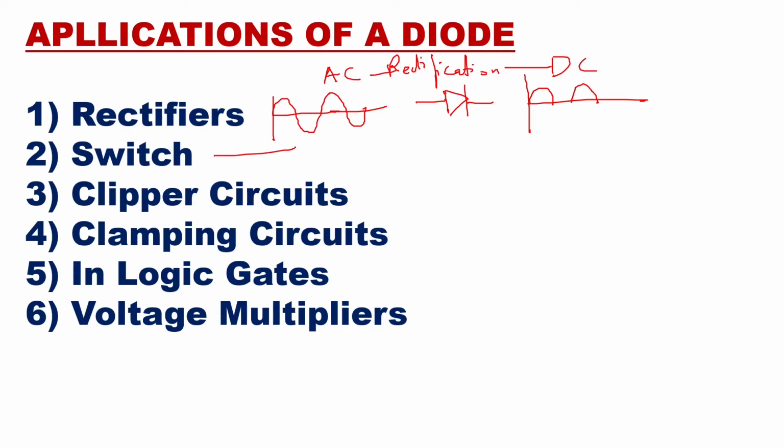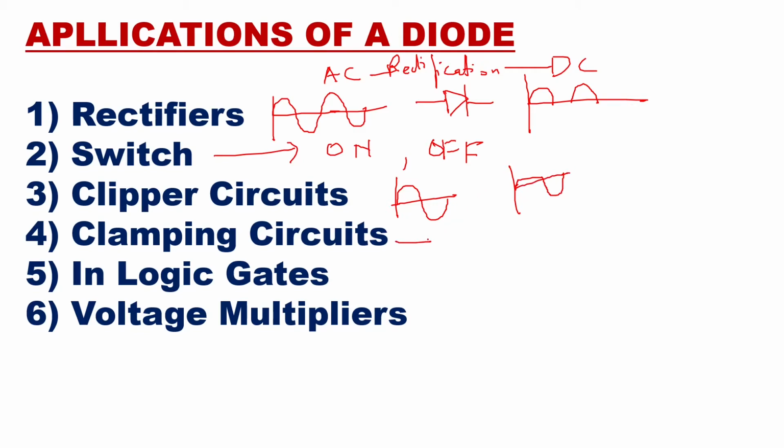It can act as a switch because when the anode is more positive with respect to the cathode, it is allowing the current to flow, so it is on. When the anode is less positive with respect to the cathode, it will not allow the current to flow, so it will be in an off position. Then you can have another application like a clipper circuit. When the input is say like this, and you want to clip any part of the input, for example you don't want a part, you want only so much at the output, then you can do that by using a diode.